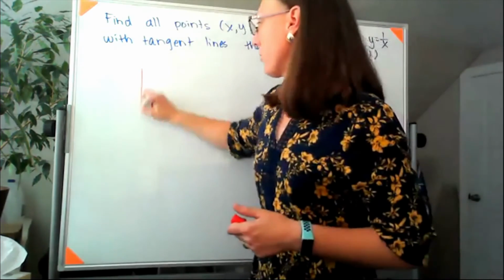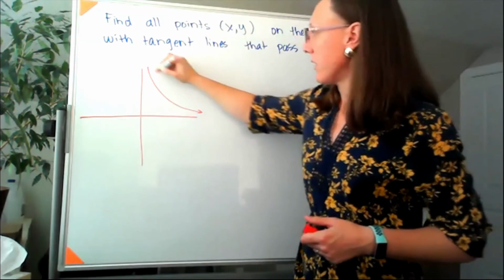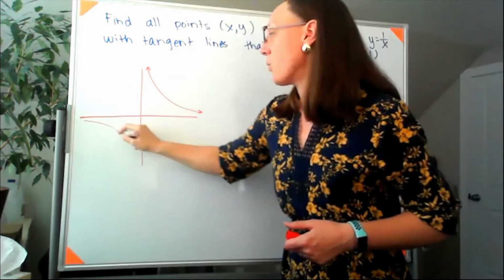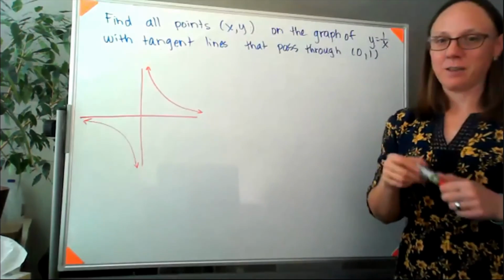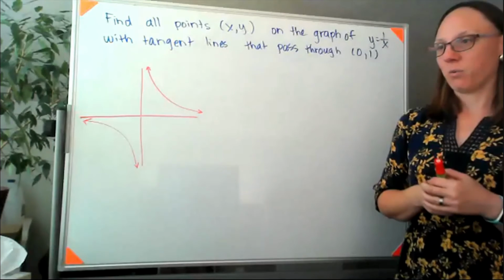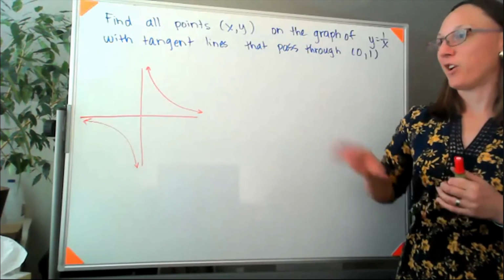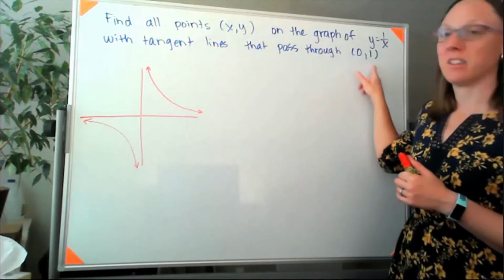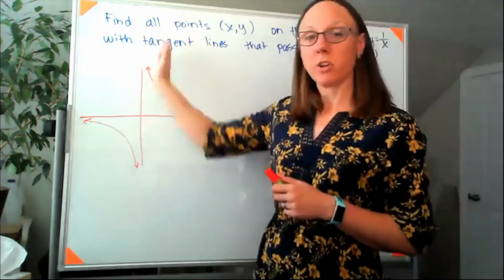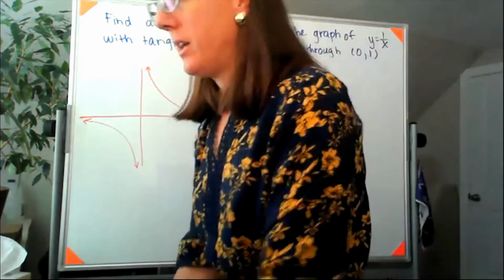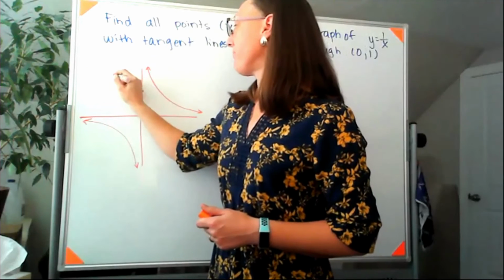So let's start with a graph of 1 over x. And that is one of our parent functions that we should definitely know what that graph looks like. So there's a graph of 1 over x. And definitely, the graph does not contain the point 0, 1, right? Because this graph actually has a vertical asymptote there at 0. So we're here at the point 0, 1.